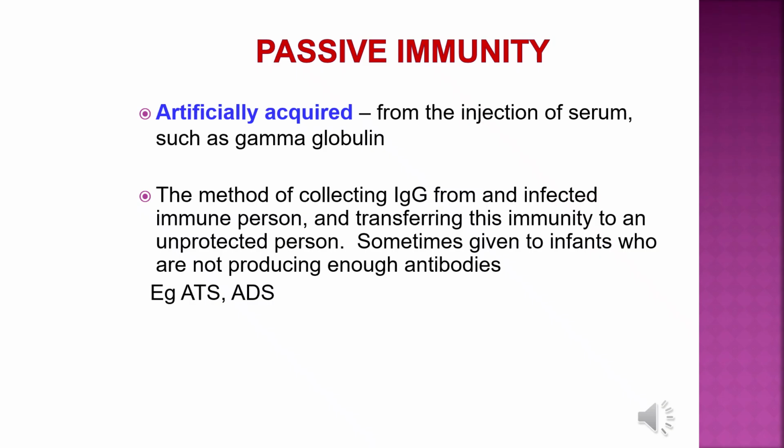It is the method of collecting IgG from an infected immune person and transferring this immunity to an unprotected person, sometimes given to infants who are not producing enough antibodies. Example: ATS and ADS, that is anti-tetanus serum or anti-diphtheric serum.